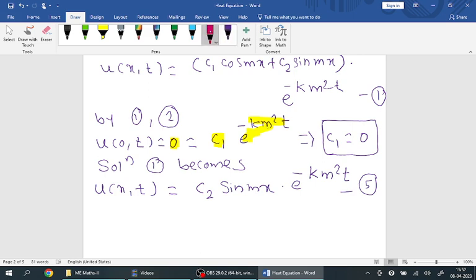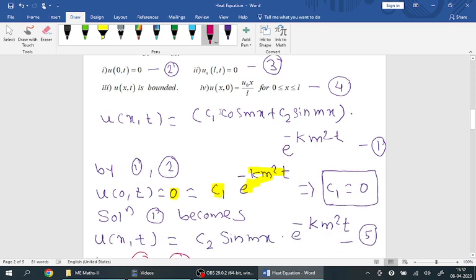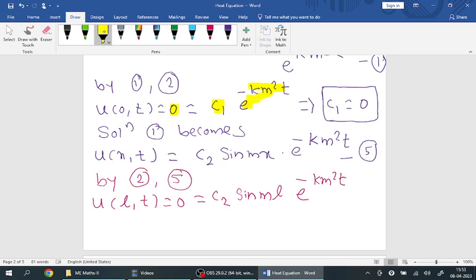Now let me apply, by 2 and 5, the second condition, which is u of L, t is also 0. The temperature at the second end, at L, u of L, t is 0. Let me replace x by L. So this is c2 sin mL times e raised to minus k m square t. We have exactly similar situations as in the wave equation. Now the product of c2, sin mL, and this exponential term, the product of the three terms, is 0.